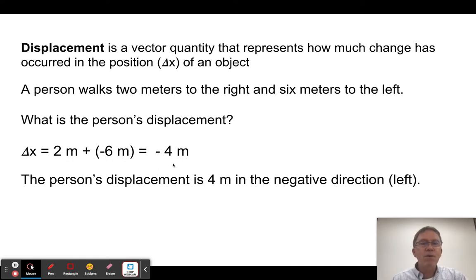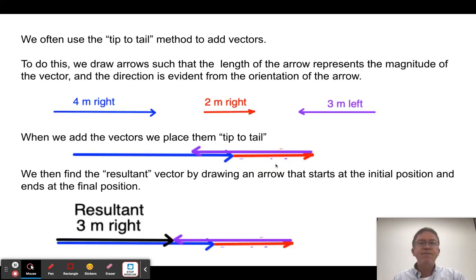I get -4. Well, negative means the person was displaced a magnitude of 4 meters in the negative direction, which in this case would be to the left or to the west, whichever I choose to say. So it's quite a different thing. Yes, the person walked a distance of 8 meters, but they displaced 4 meters in the negative direction.